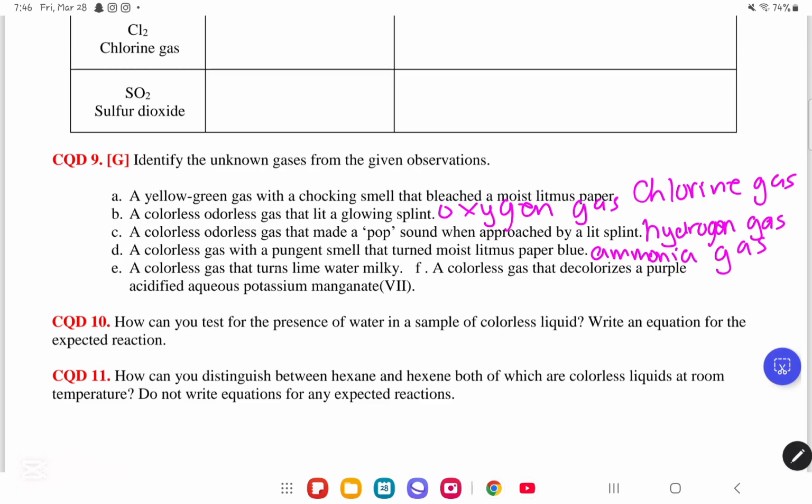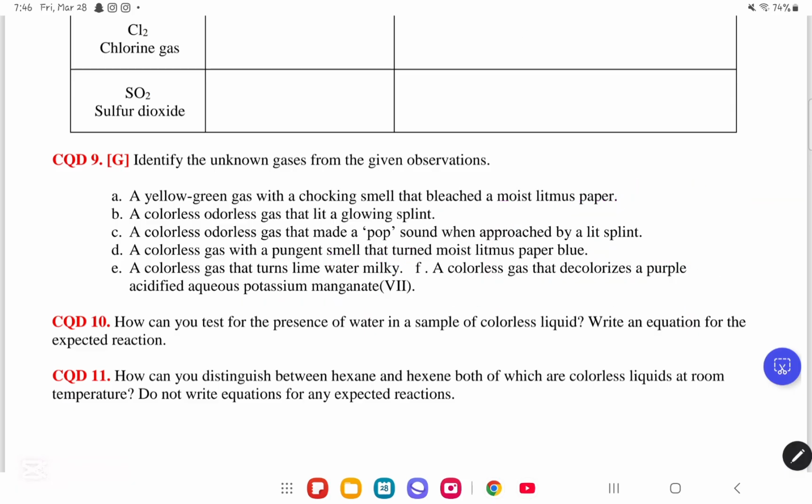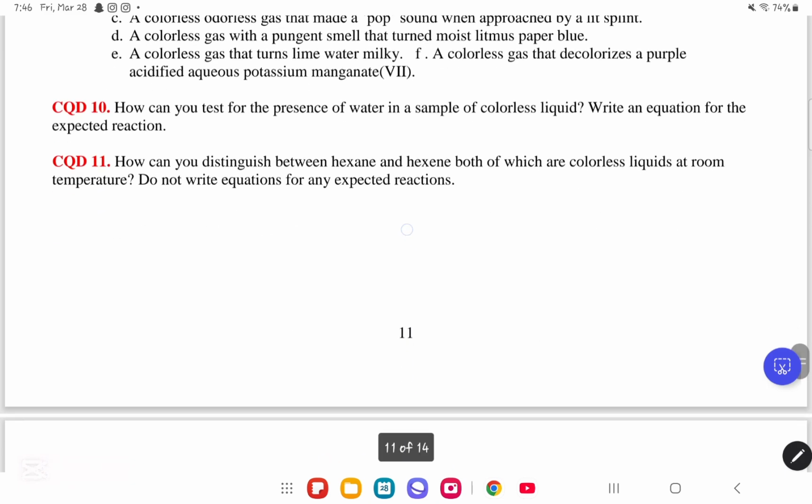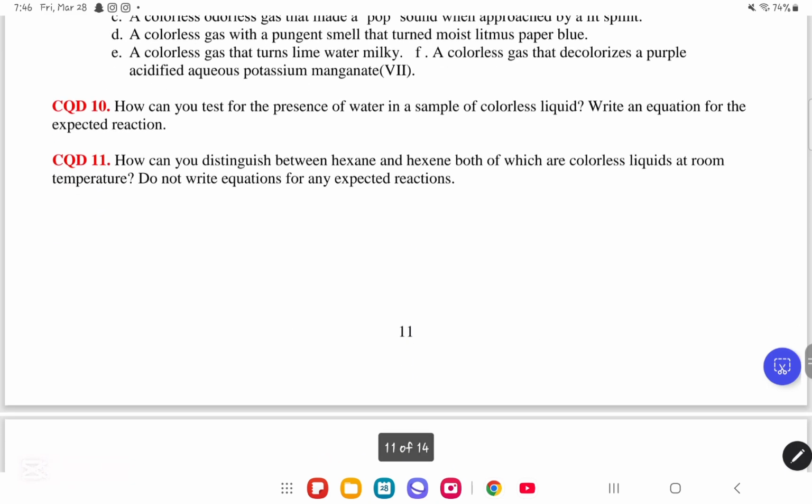It will turn lime water milky. This is carbon dioxide gas. And then finally, decolorizes a purple acidified aqueous potassium manganate. This is sulfur dioxide gas. We now move on to CQD number 10. And CQD number 10, they said, how can you test for the presence of water in a sample of colorless liquid? Write an equation for the expected reaction.